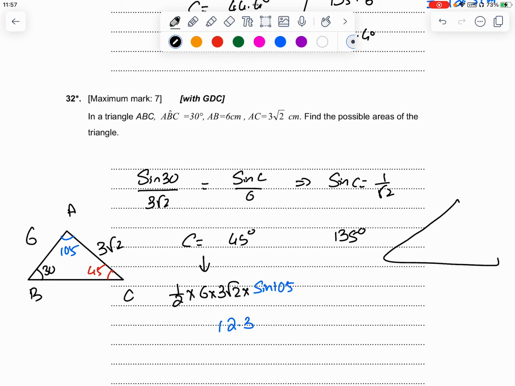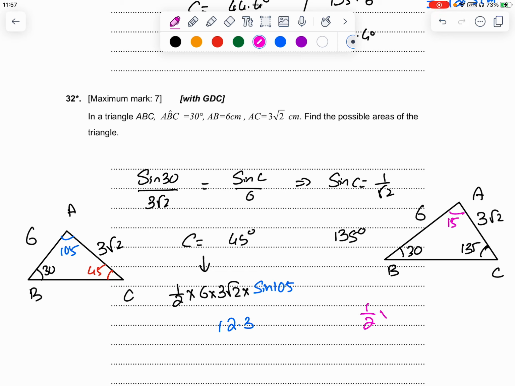Now for this triangle A, B, C, 6, 3 root 2. So this is 30. This is 135. So this angle has to be 15. So area will be 1 upon 2 times 6 times 3 root 2 times sine 15, which is 3.29. That's going to be the answer.